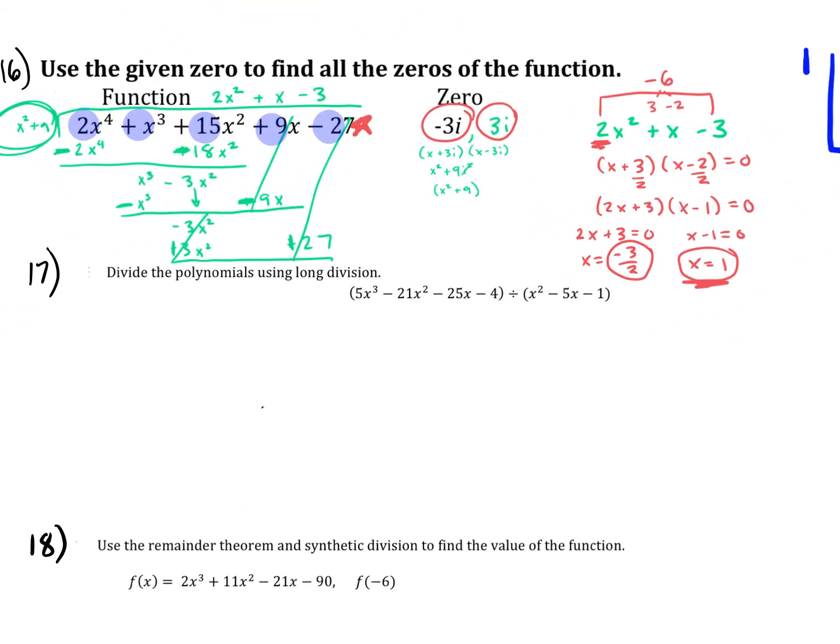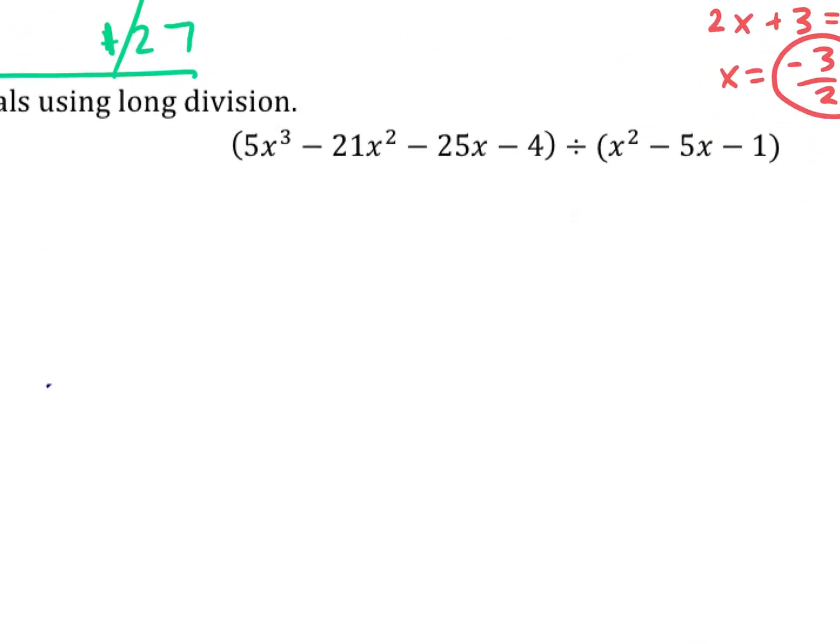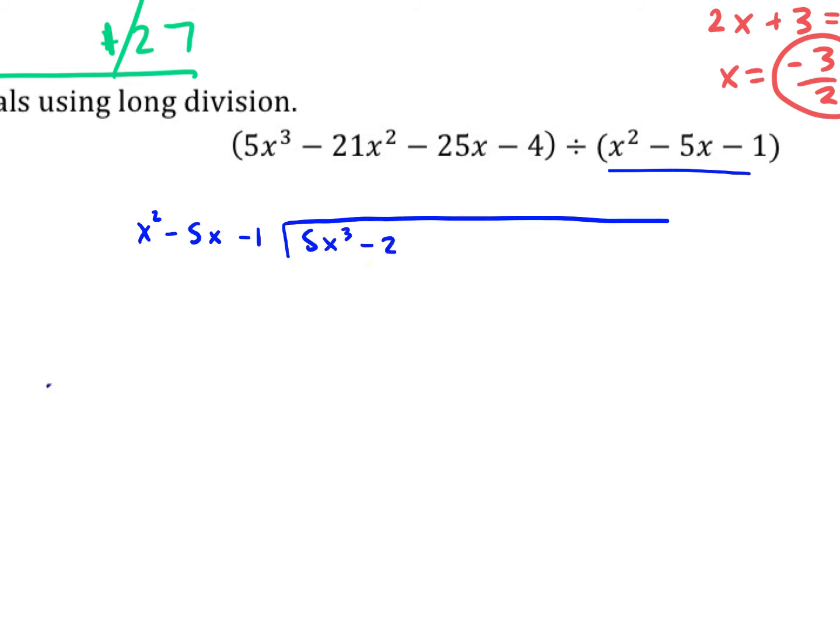So number 17 says divide the polynomial using long division. So if it gives you a trinomial to divide into a polynomial, you have to use long division. Synthetic division doesn't work for trinomials. So outside we put x squared minus 5x minus 1. Inside our box we would have 5x cubed minus 21x squared minus 25x minus 4.